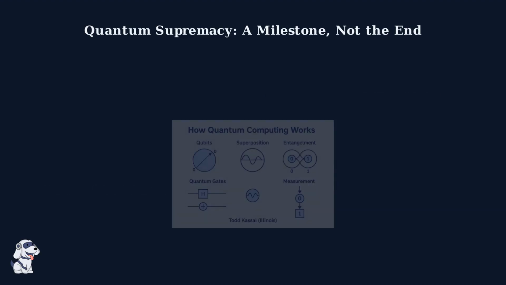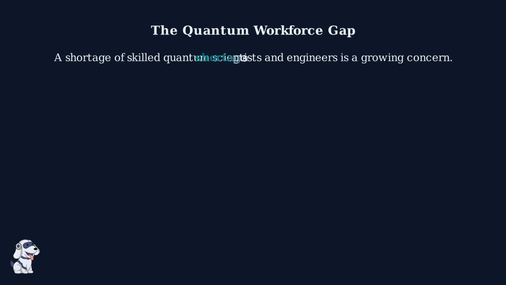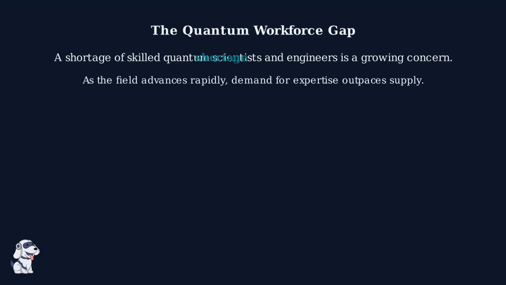Quantum supremacy is an important milestone showing the potential of quantum computing, but it's not the end goal. Researchers continue to work toward quantum advantage for commercial problems, which experts predict could happen around 2030, with further refinements in hardware and algorithms. A shortage of skilled quantum scientists and engineers is a growing concern.